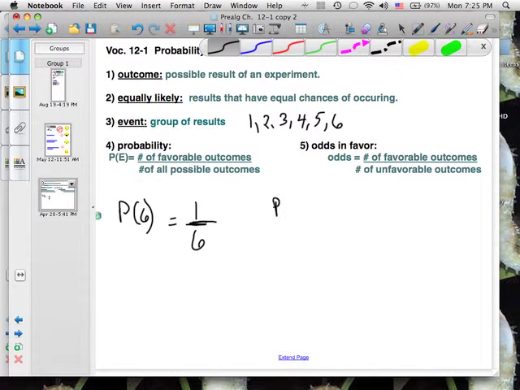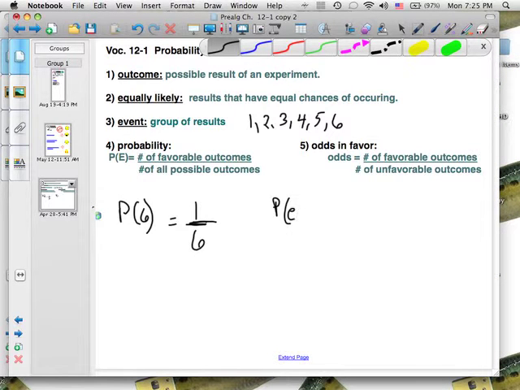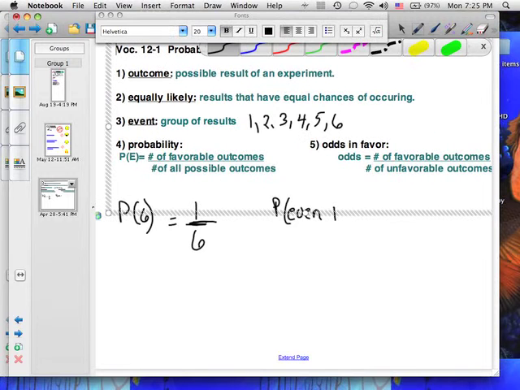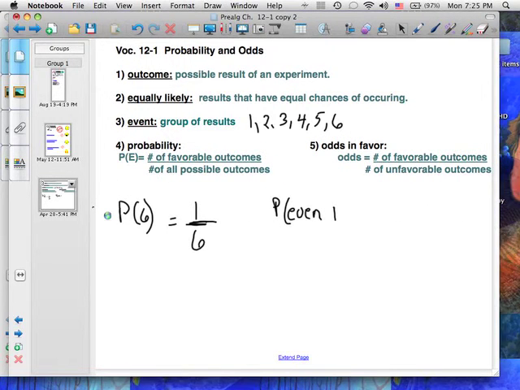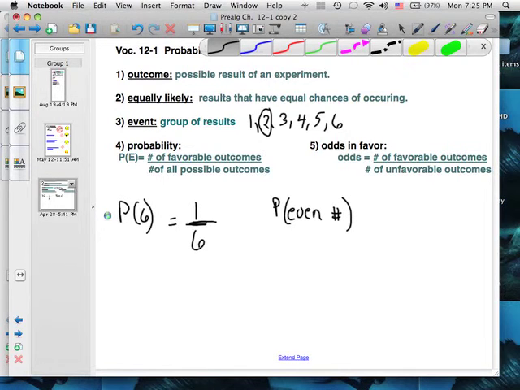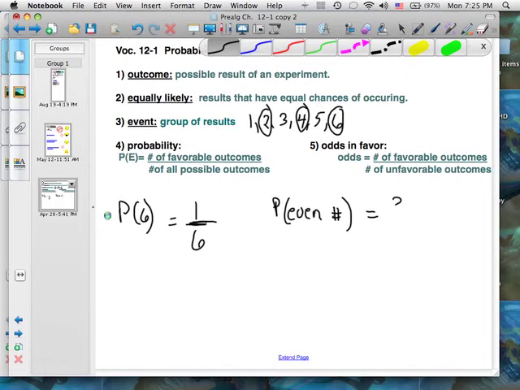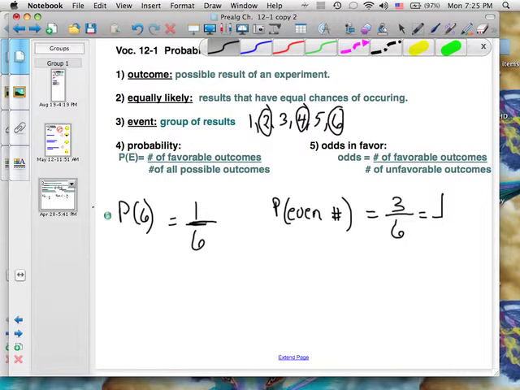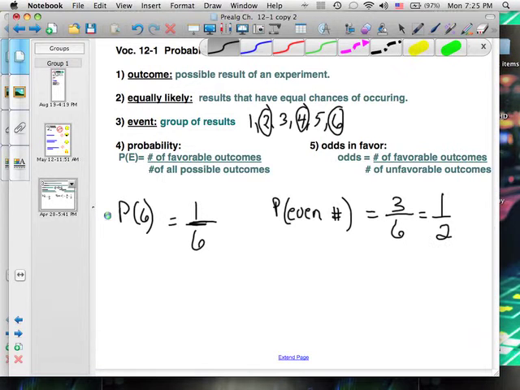The probability of rolling an even number on a die: you have a 2, which is an even number, a 4, and a 6, so there are 3 favorable outcomes out of all possible outcomes, 6. And then we always simplify our fractions.